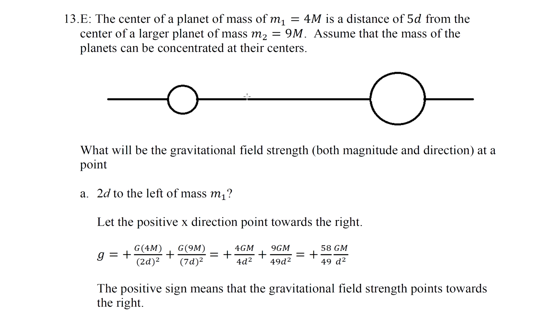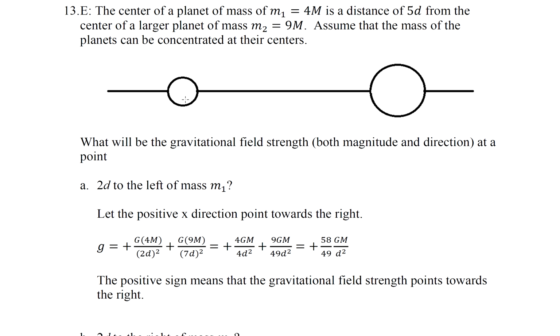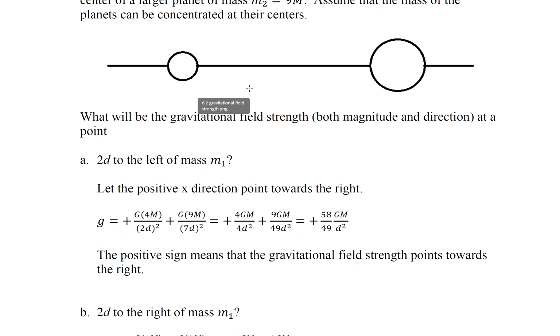If we're 2d to the right of mass m1, the object is 2d from m1 and 3d from m2. So that's why I have a 2d here and a 3d here. You do the math, you end up getting 0. So if we're 2d to the right of mass m1, the object will stay stationary. It will not move to the left or right.